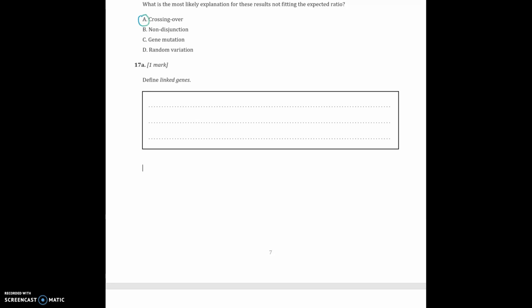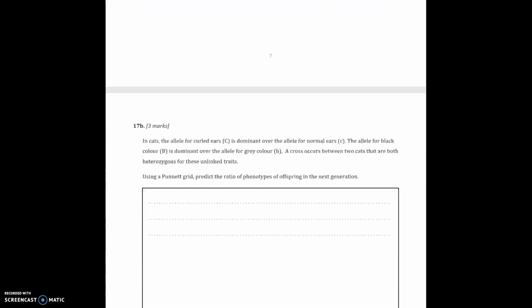Hello everyone, this is going through the structured answers questions for the genetics test. So this first question, define linked genes, really straightforward answer, didn't need anything too complicated. So genes located on the same chromosome and inherited together. So that was nice and straightforward.